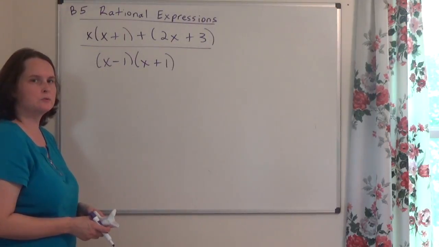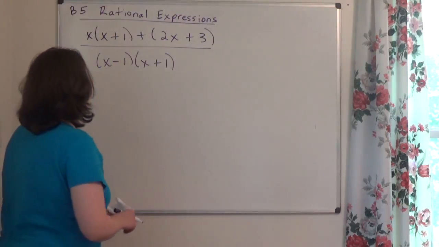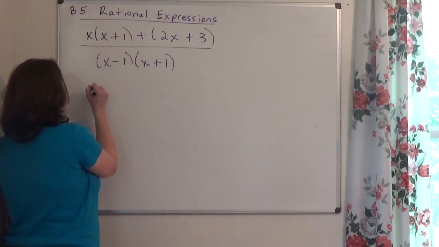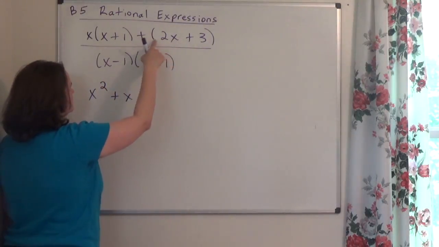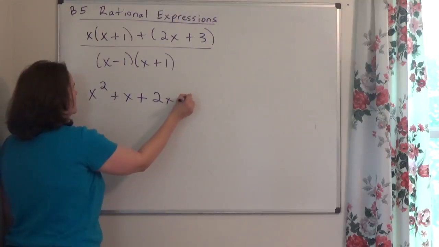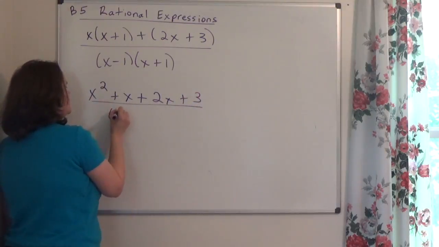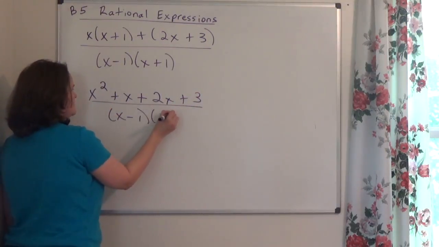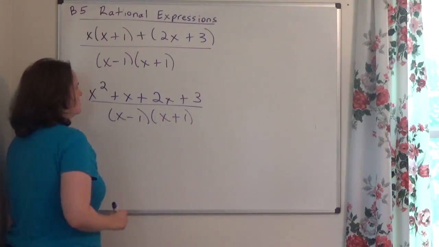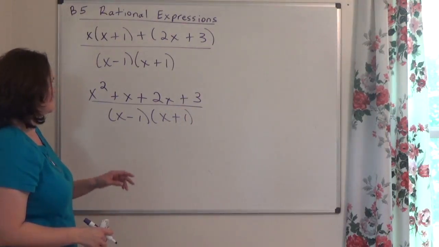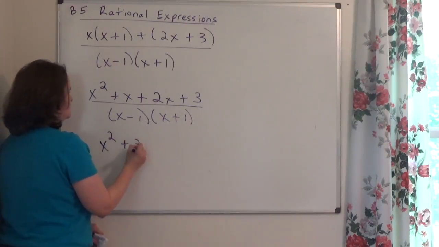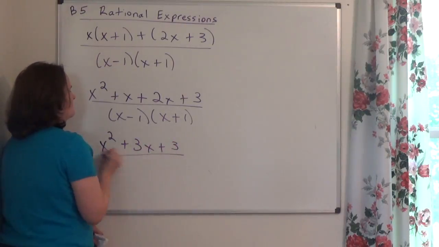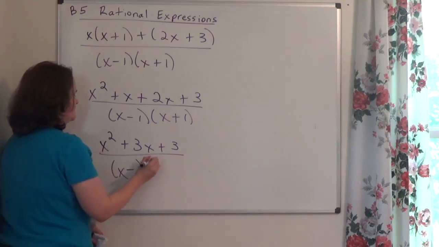So let's see how you did. When you distribute in the top, you're going to have x squared plus x, and then over here there's nothing to distribute. You're just going to have 2x plus 3. The denominator I'm going to leave just like it is. It's already factored. My numerator, I can combine x and 2x. So I've got x squared plus 3x plus 3 over x minus 1 times x plus 1.